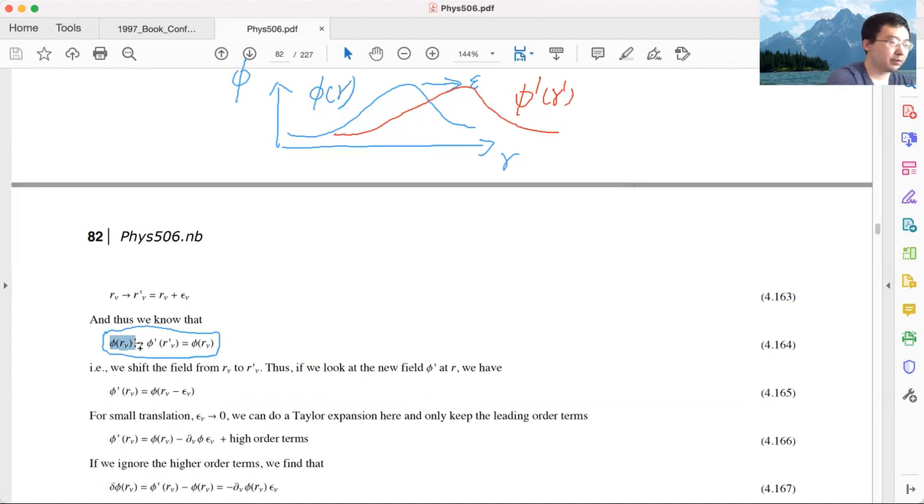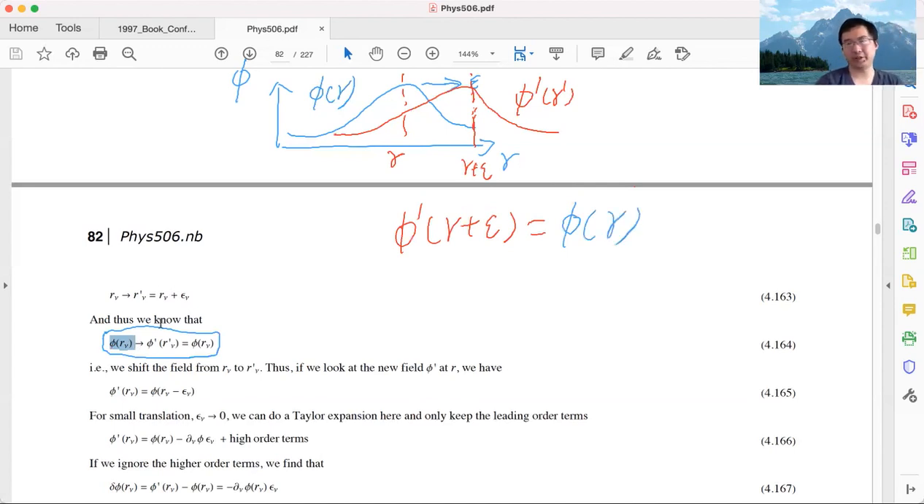Okay. My new function phi prime at r plus epsilon. Say this is my point r, and this is my point r plus epsilon. My new function at point r plus epsilon, its value, should equal my old function at r. Okay.